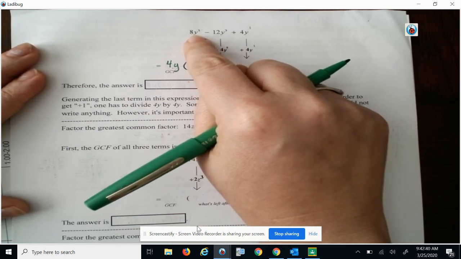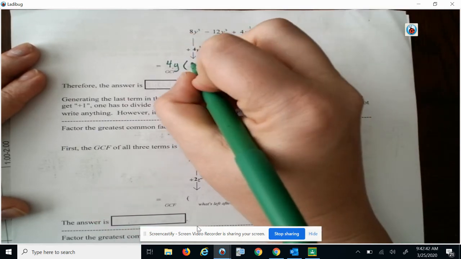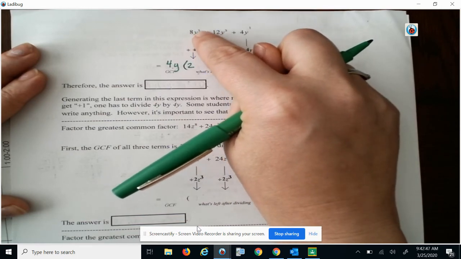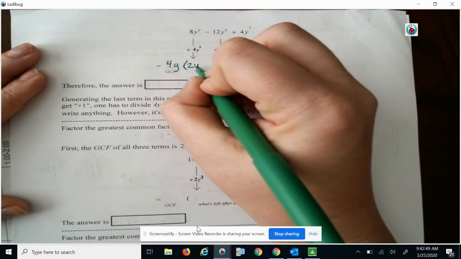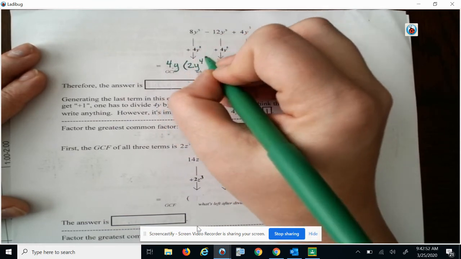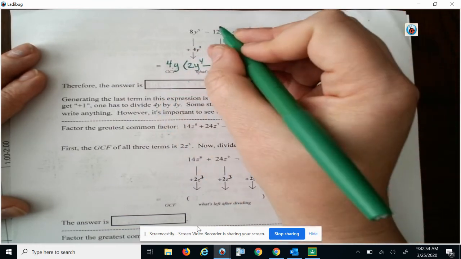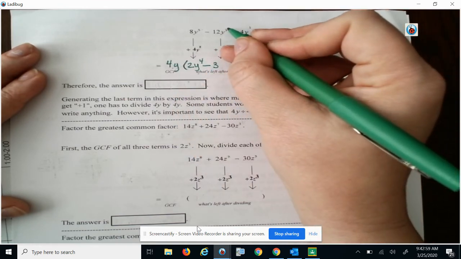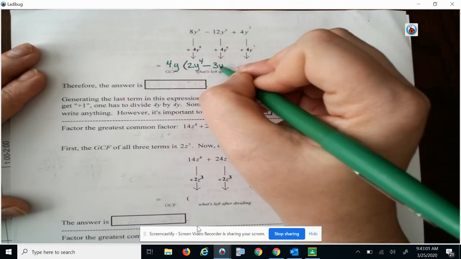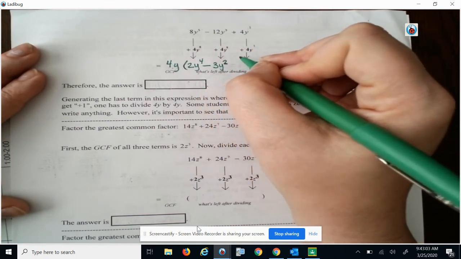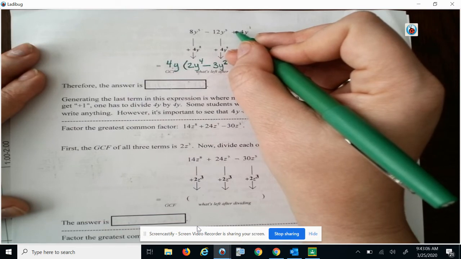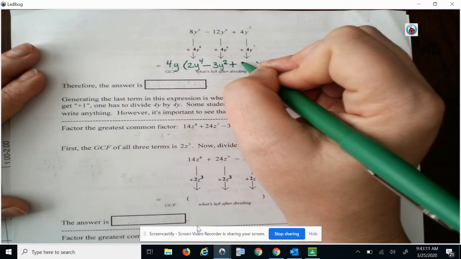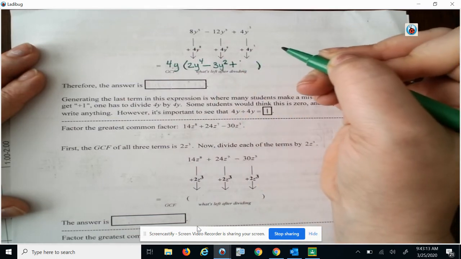So 8 divided by 4 is 2. And then our variables, the exponents, we subtract. 5 minus 1 is 4. Bring down your sign. 12 divided by 4 is 3. Y, 3 minus 1 is 2. Bring down your plus. 4 divided by 4 is 1. You can write that in if you want, or you can leave it off.